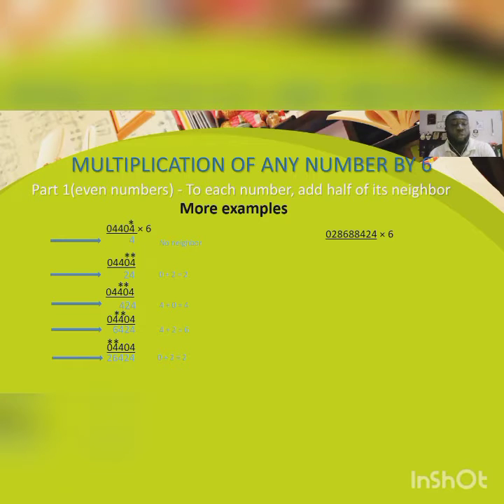So we're dropping 4 because there's no neighbor. So 0 plus 4 is 2. And 4 plus 0 is 4, of course, because half of 0 is still 0. So 4 plus 0 is 4. 4 plus 2, which is half of 4, is 6. And 0 plus 2, which is half of 4, is 2. So at the end of the day, we have 26,424.